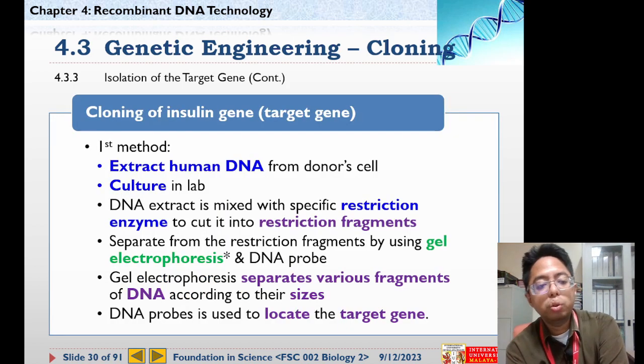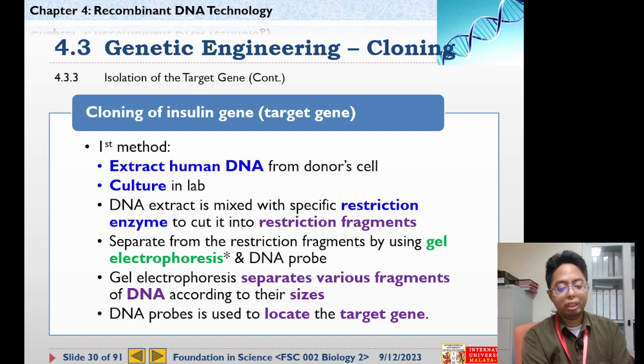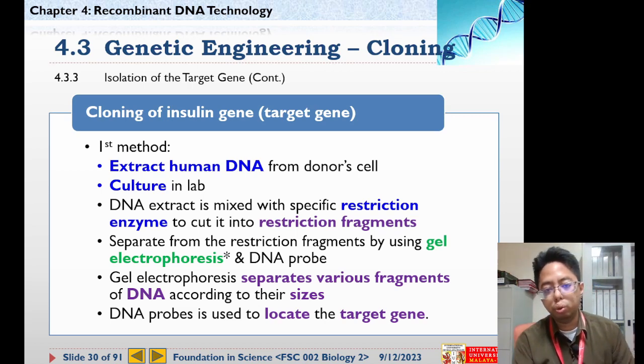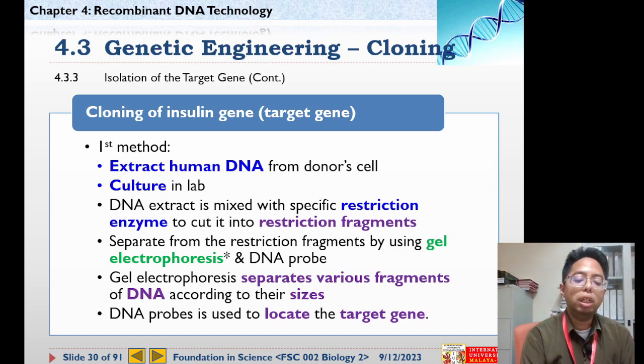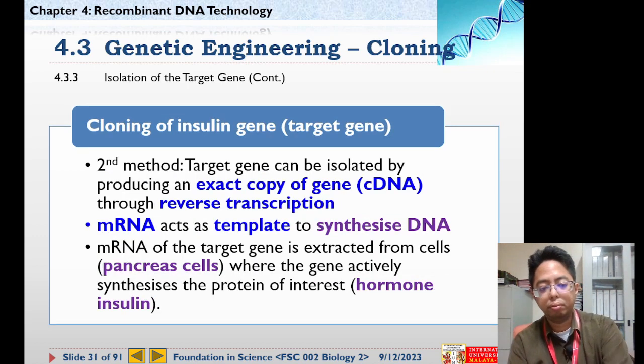There are two ways to isolate the target gene. First is to extract human DNA from the donor cell, culture in the lab, mix with restriction enzyme, and separate the fragments using gel electrophoresis. Electrophoresis will make the DNA sorted by size, from light to heavy. A DNA probe is used to locate the target gene.